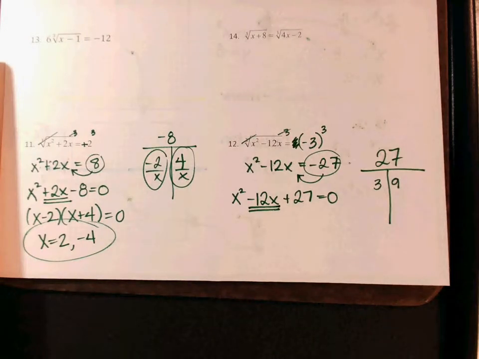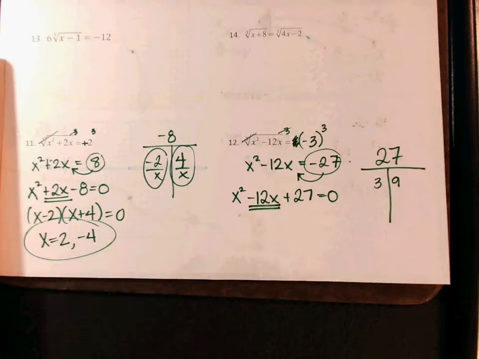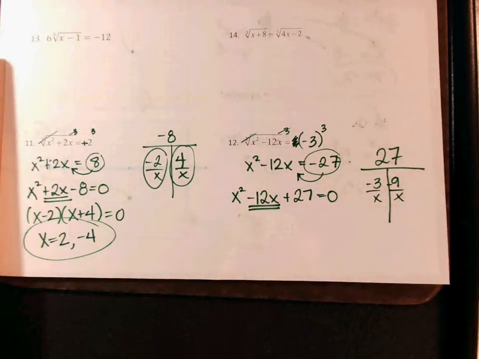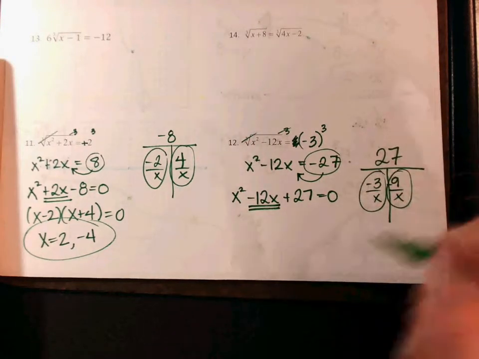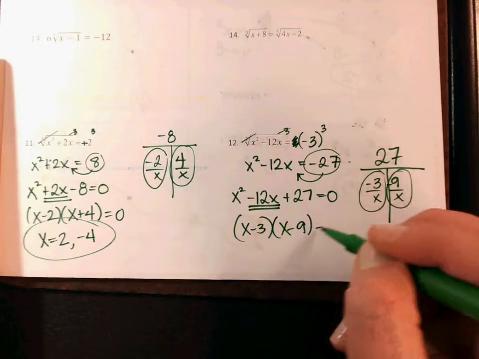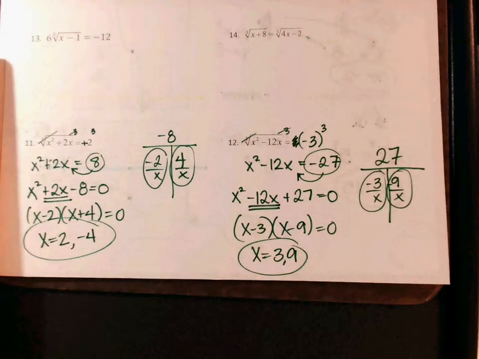Okay, 9 times 3 does give me 27, but if I want a negative 12, very good. So 9 and 3 give me 12 when I add them, but if I want a minus 12, I turn them both minus in the chart. The ordered pair would be positive 3, positive 9. So I'll have x minus 3 and x minus 9 in the parentheses. And then your answers will be positive 3 and positive 9. And remember that with cubics, those are both solutions. You don't have to worry about having one real and one extraneous.